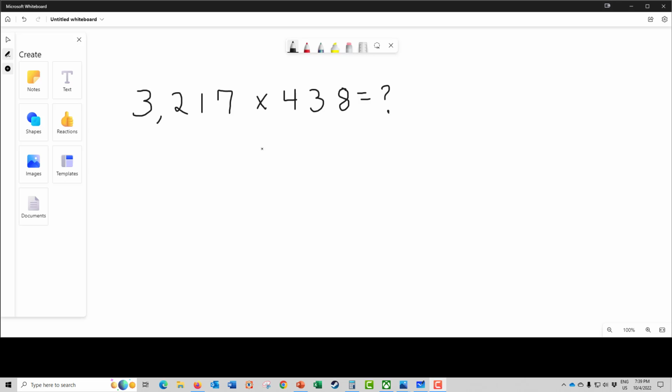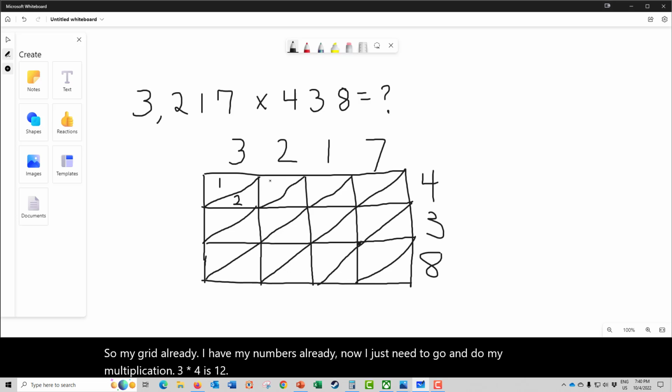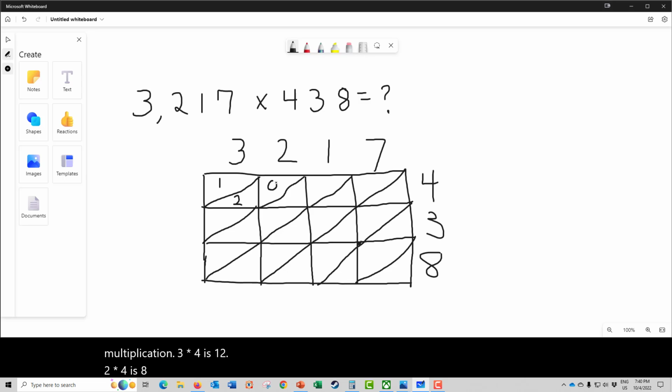So again, I'm just going to make my grid. Along the top, 3,217. So I have my grid already. I have my numbers already. Now I just need to go and do my multiplication. 3 times 4 is 12. 2 times 4 is 8. And remember, I put a digit in every box. So it's going to be 0 in the tens place, 8 in the units place.